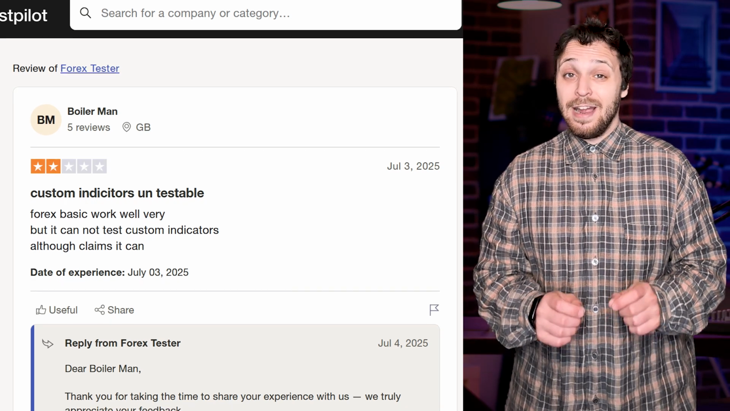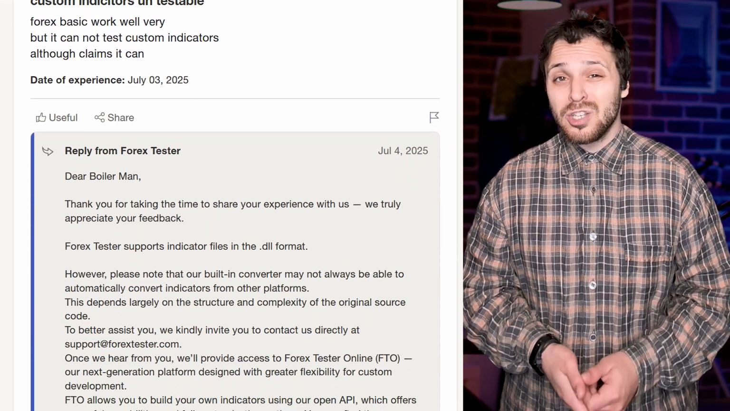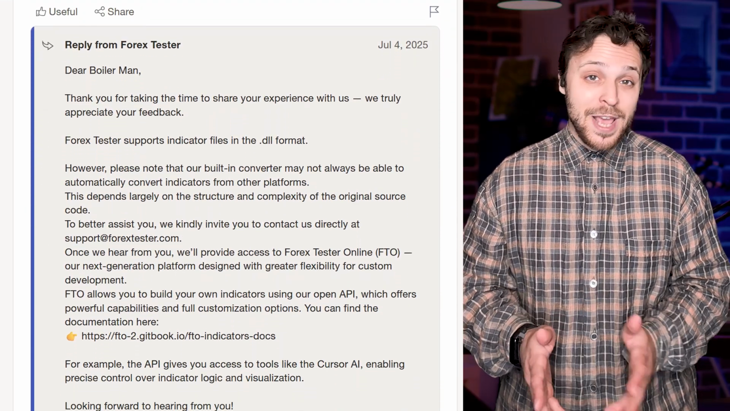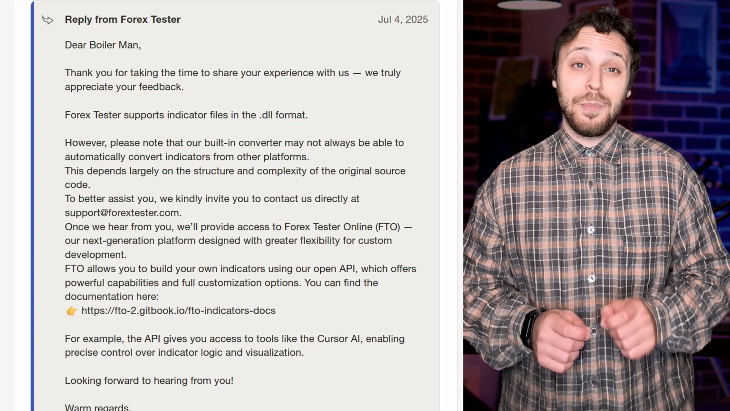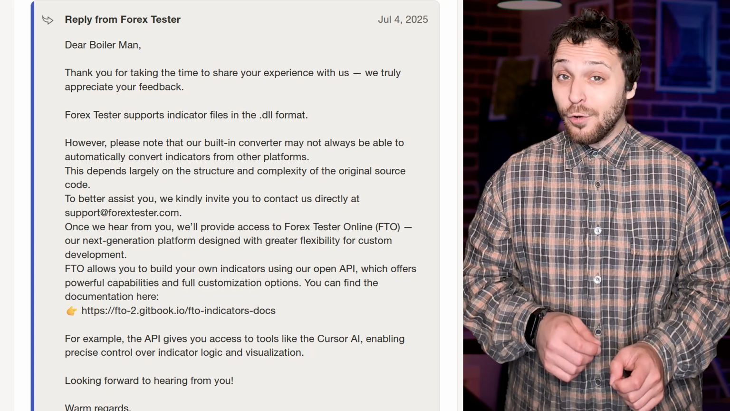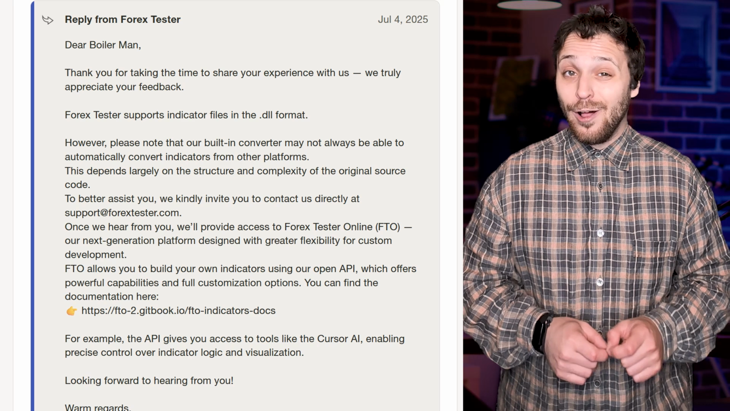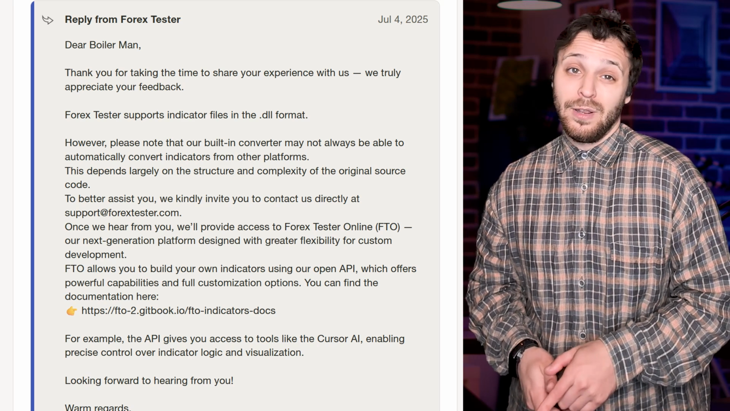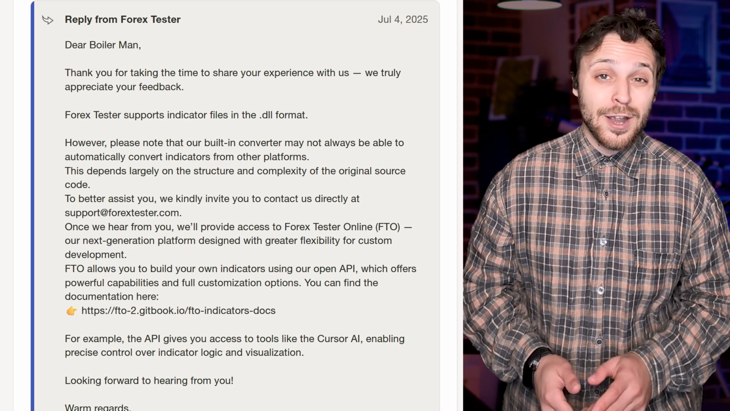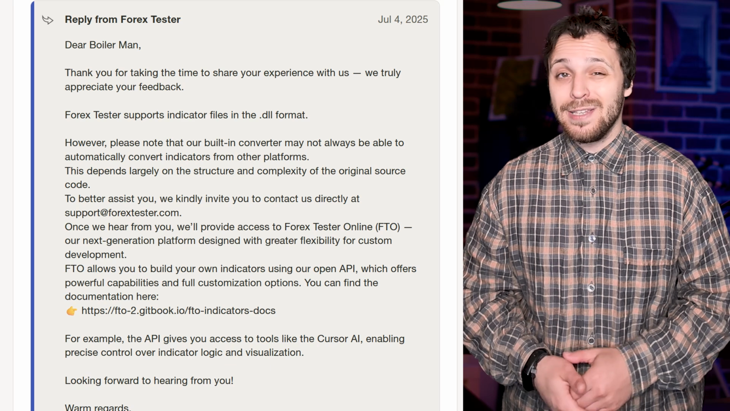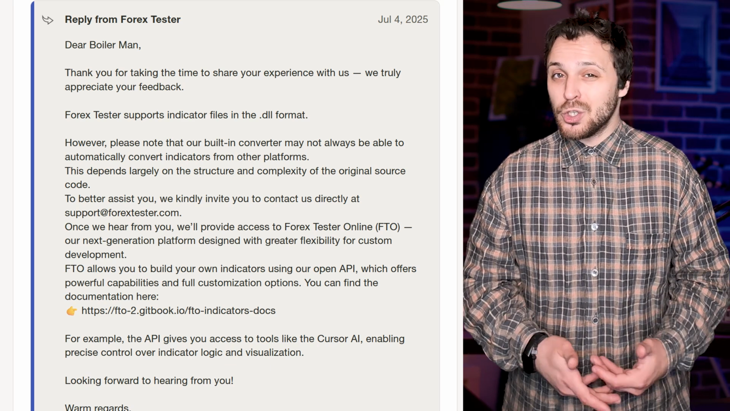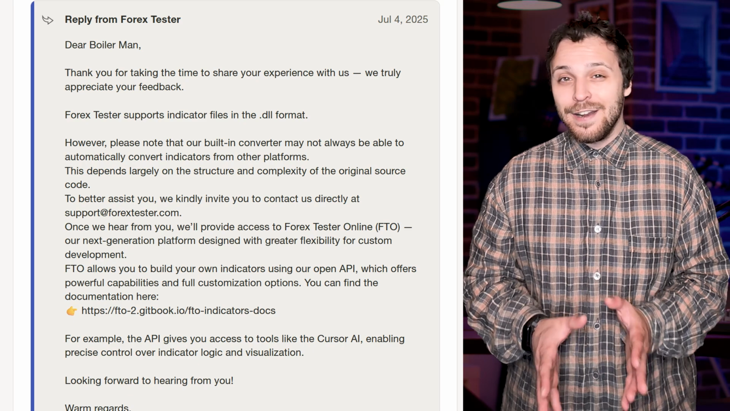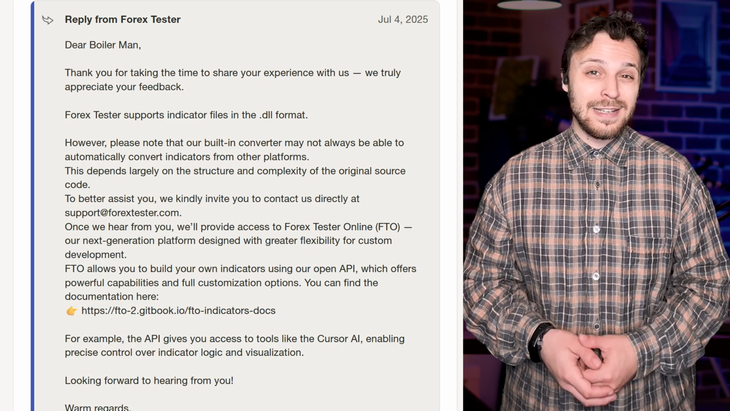But here's the thing. I've worked with a couple custom indicators myself, and yeah, it wasn't always smooth, but here's what I learned from the team's reply to this review. The platform supports indicators in DLL format, but if you're converting from something like MT4 or NinjaTrader, the success rate really depends on how the original code is structured. So that's not something that most traders realize, and this kind of thing can complicate things sometimes.